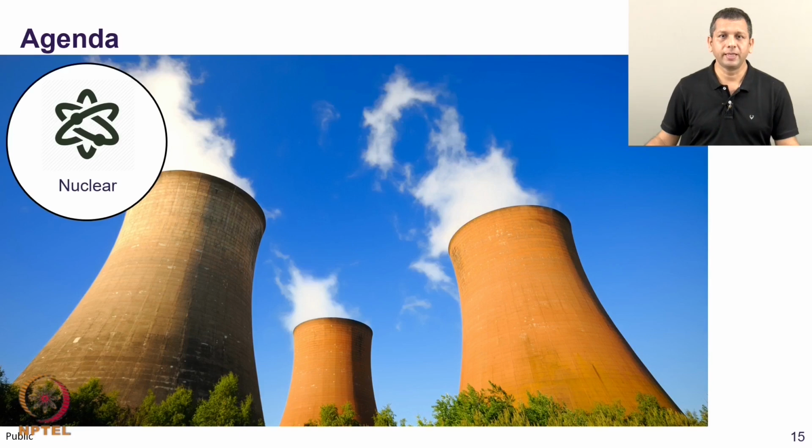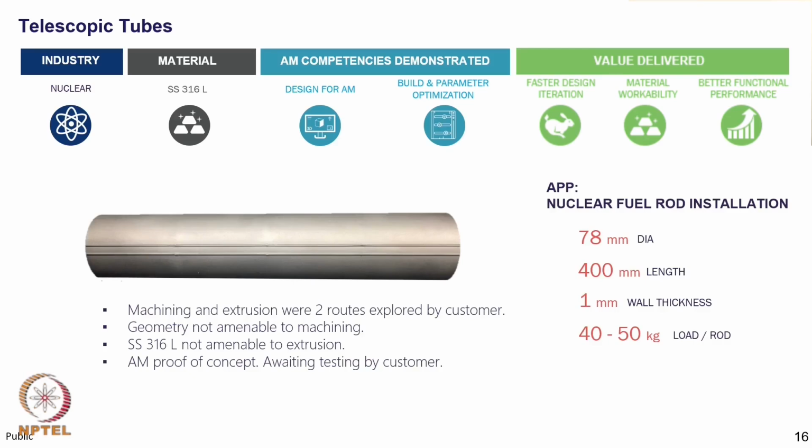Now we move to applications of additive manufacturing in the nuclear power industry. We will talk about a few examples which are proof of concept and are currently being tested by the end users. The first example is telescopic tubes. Telescopic tubes are used for installing fuel tubes in a nuclear power reactor because the region where fuel tubes are used is not safe because of high temperature and more importantly because of very high radiation.